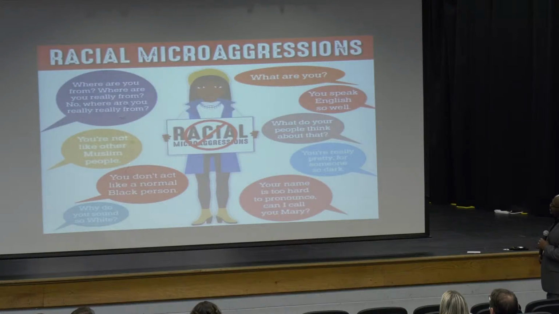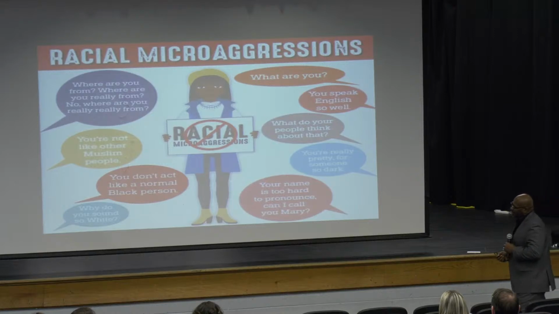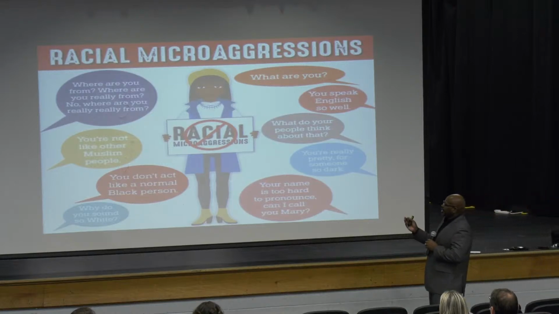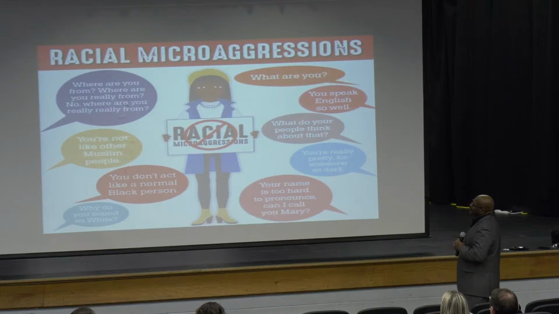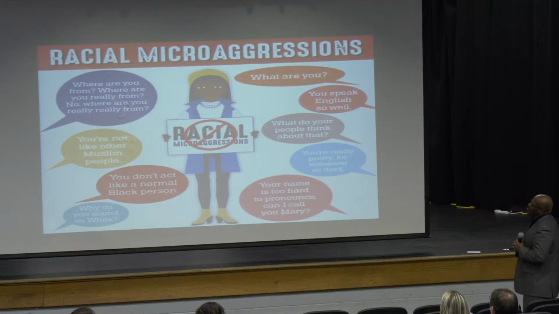Here are different types of things. What are you? You speak English so well. What do your people think about that? You're really pretty for someone so dark. Your name is too hard to pronounce. Can I call you Mary? Why do you sound so white? You don't act like a normal black person. You're not like Muslim people, other Muslim people.